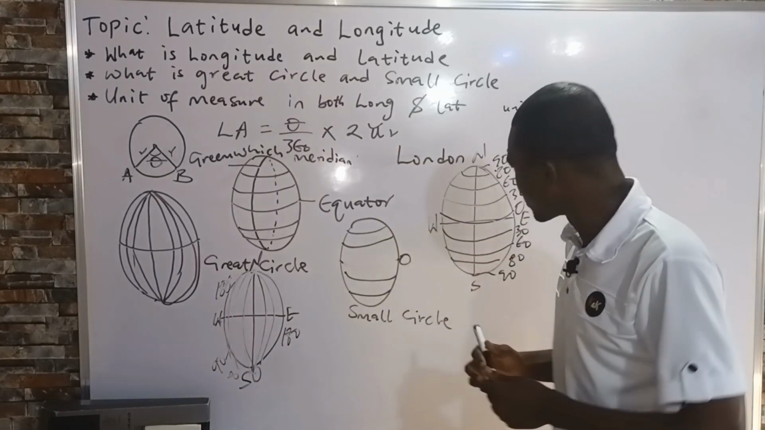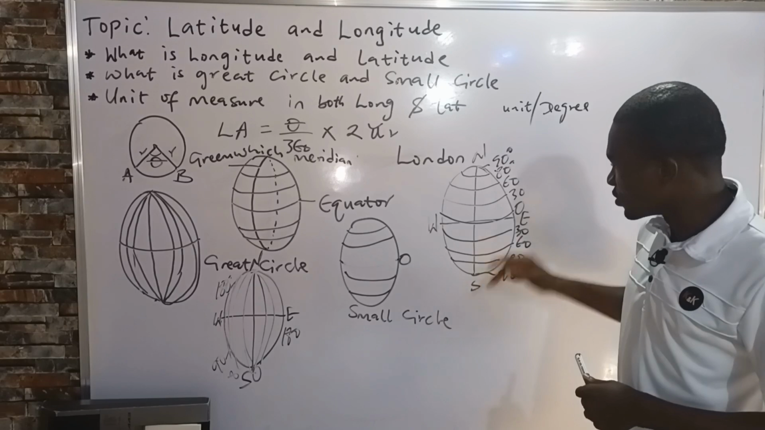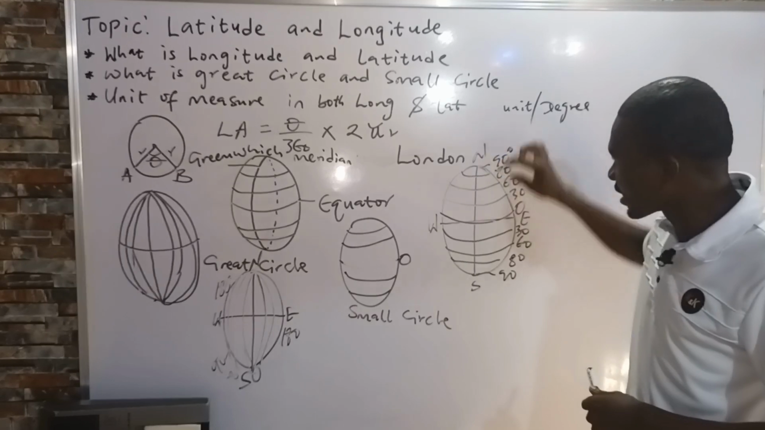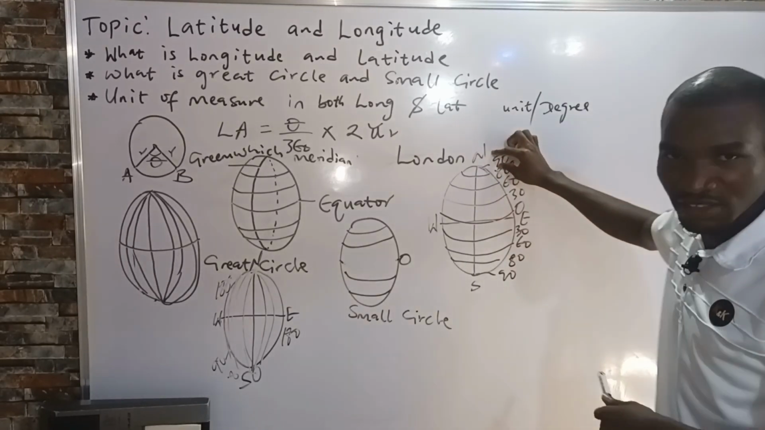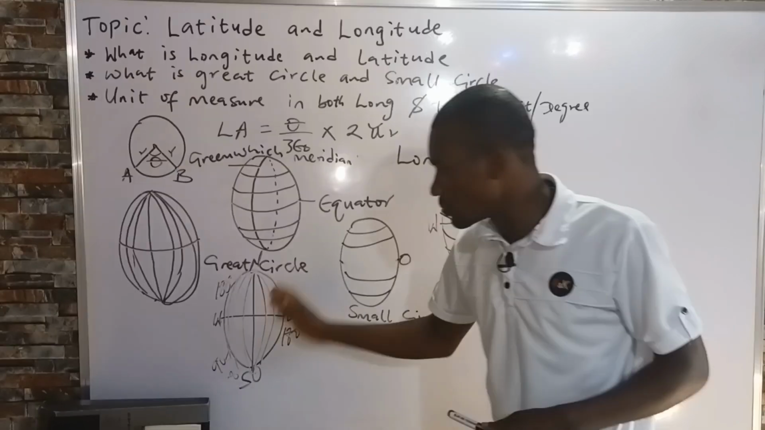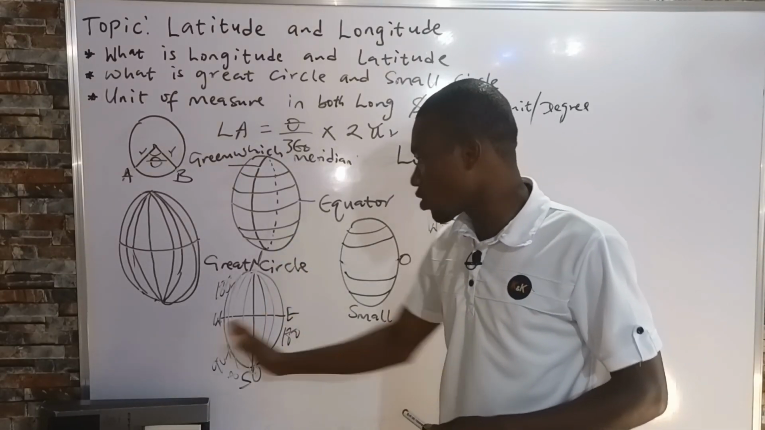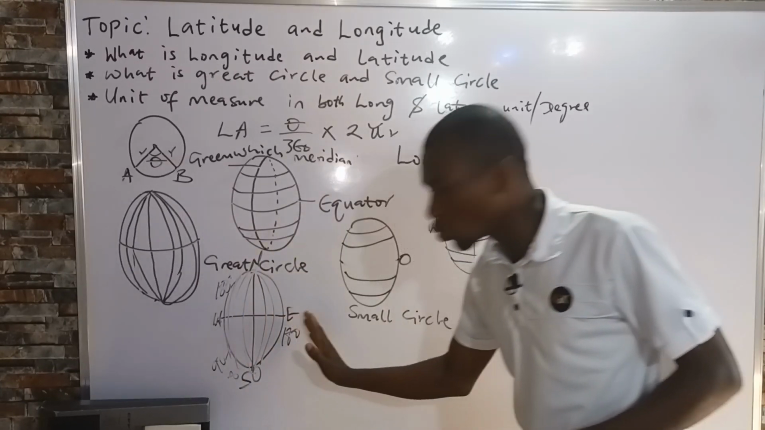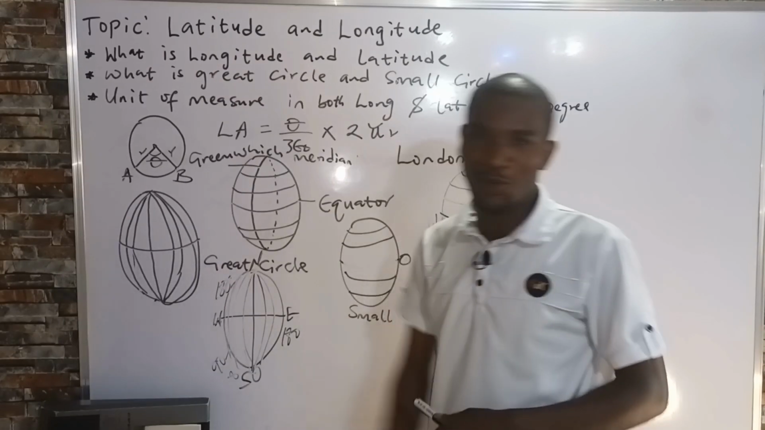Let me repeat myself. We measure latitude from 0 degree towards either north or south, and the highest we could have is 90 degrees. Then for longitude, we measure either east or west, and it starts from 0 and tends to 180, either east or west.